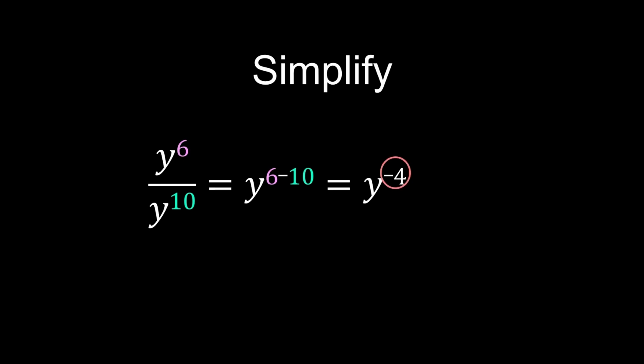We'll now need to apply the rule for negative exponents, which says that we need to take the reciprocal of the base. The reciprocal of y is 1 over y, and our exponent will be 4. This expression simplifies to 1 over y to the 4th power.